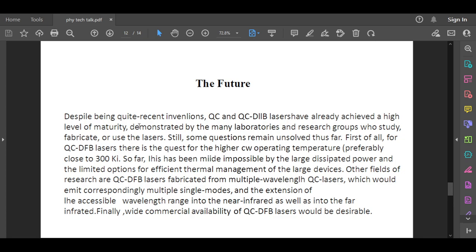Still, some questions remain unsolved thus far. First of all, for QC-DFB lasers, there is a quest for higher CW operating temperatures. This has been made difficult by the large dissipated power and the limited options for efficient thermal management of the large devices. Other fields of research include lasers fabricated from multiple wavelengths which would emit correspondingly multiple single modes, and the extension of the accessible wavelength range into the near infrared as well as into the far infrared. Finally, the wide commercial availability of the lasers would be desirable.